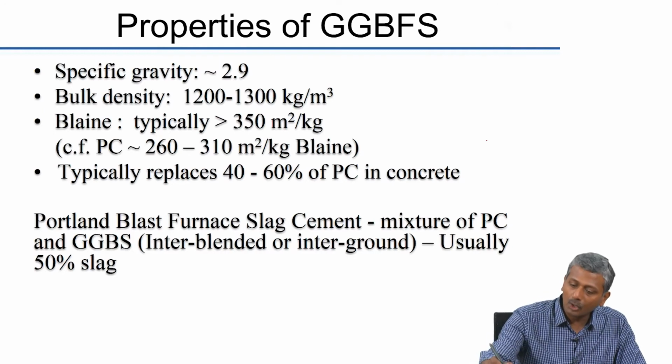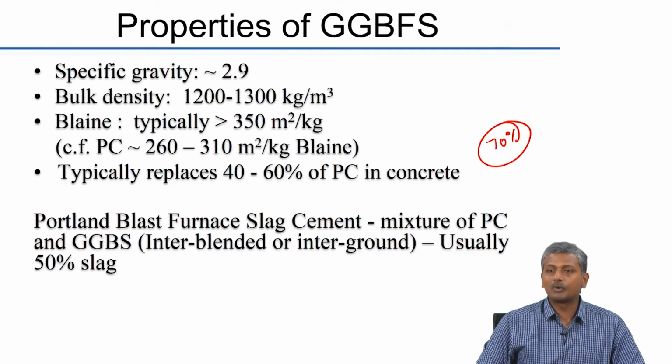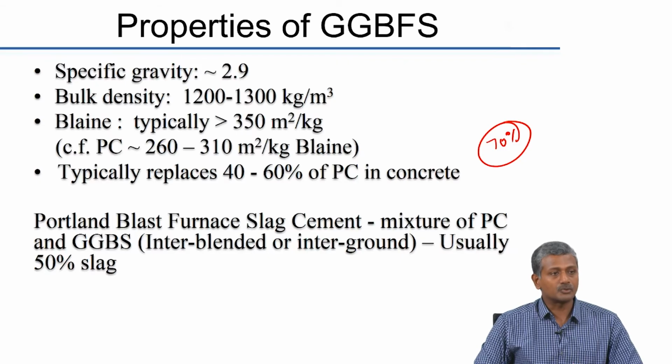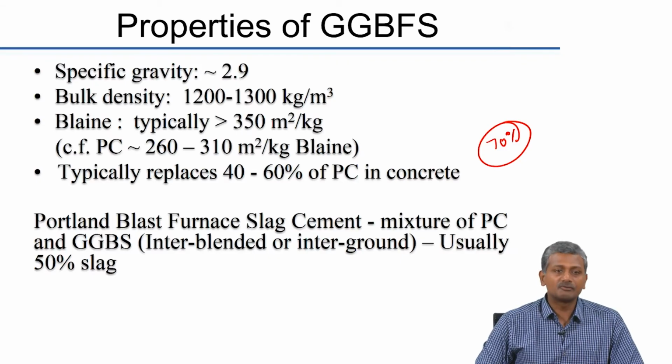Okay, you are allowed up to 70% replacement. If you look at the standards for Portland slag cement, it tells you that slag up to a limit of 70% can be used as cement replacement. The reason for that is obvious.